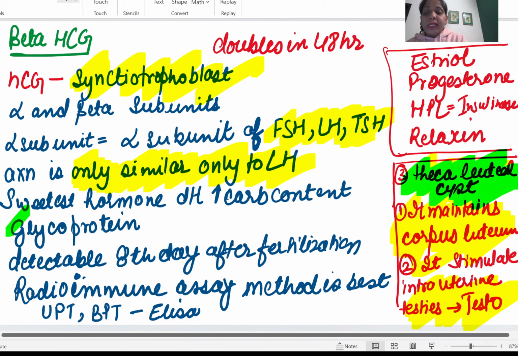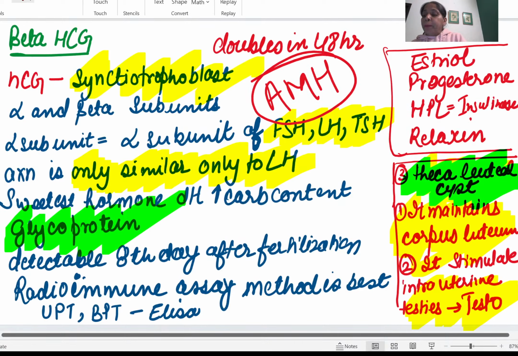Another important thing is that the HCG biochemical nature is glycoprotein, and it has the maximum carbohydrate content. That is why it is known as the sweetest hormone, because it has the maximum carbohydrate content. HCG is a glycoprotein. They also asked about the chemical nature of two hormones: one they ask about HCG and the other they ask about AMH.